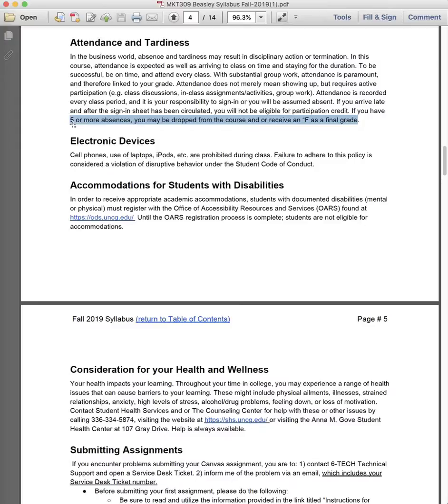absences, and each class period does have participation points assigned to it, and there is a sign-in that you will fill in every single day that you come to class. I do not allow cell phones or laptops, iPads, etc. during class because they are very disruptive, not only for you. Multitasking is a myth, and it also is disruptive for the class members around you, the other students around you.